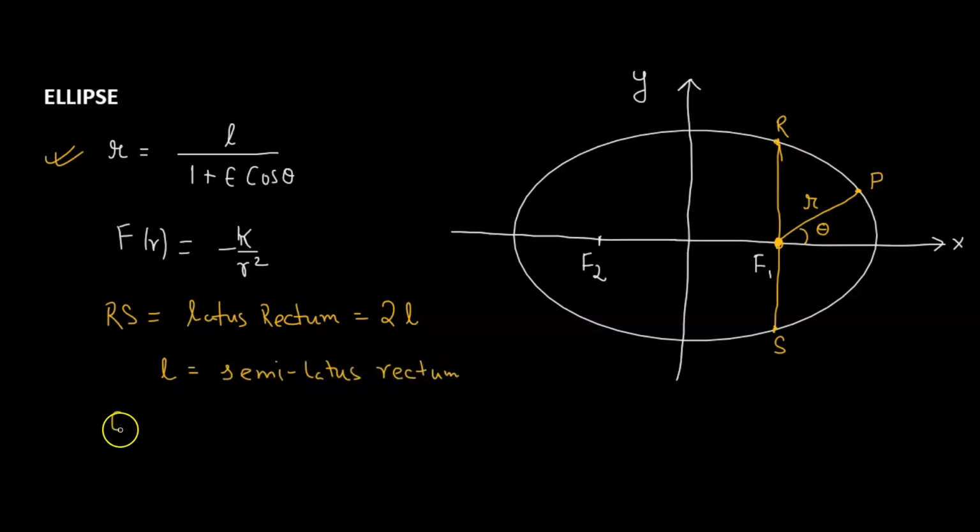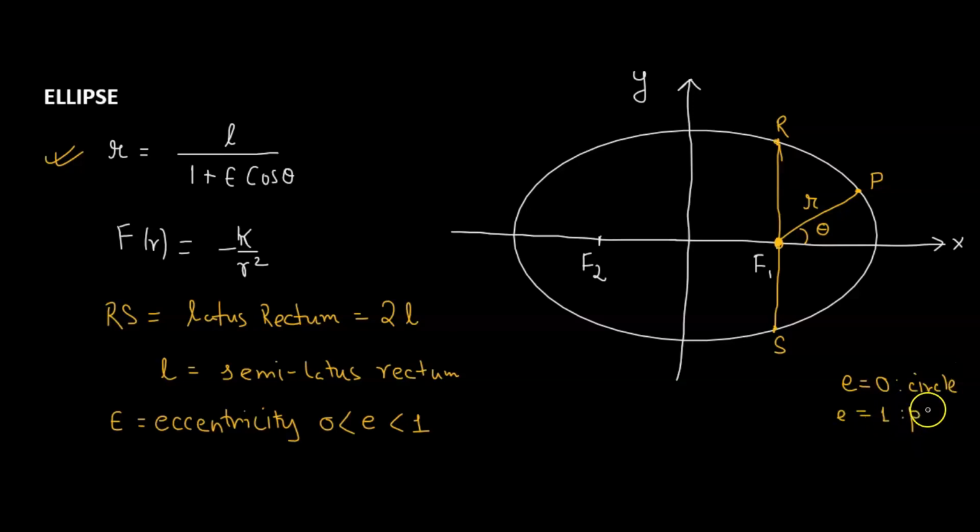So here epsilon, or sometimes represented by E, is the eccentricity. We will later show that the eccentricity of an ellipse is going to lie between 0 and 1. Now for different values of E, we get different conic sections. So let me note it down here as well. If we have E equal to 0, we get a circle. If the eccentricity is exactly equal to 1, we have a parabola. And when the eccentricity is greater than 1, then we have a hyperbola.